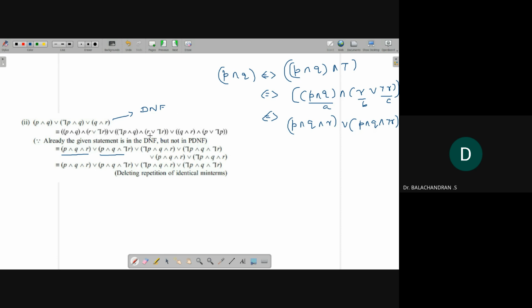Similarly, from this you'll get these two expressions, and from this you'll get these two expressions. So totally 6. Out of 6, remove the repeated terms. Which one is repeated? Please check it. I think this one and this one are repeated.